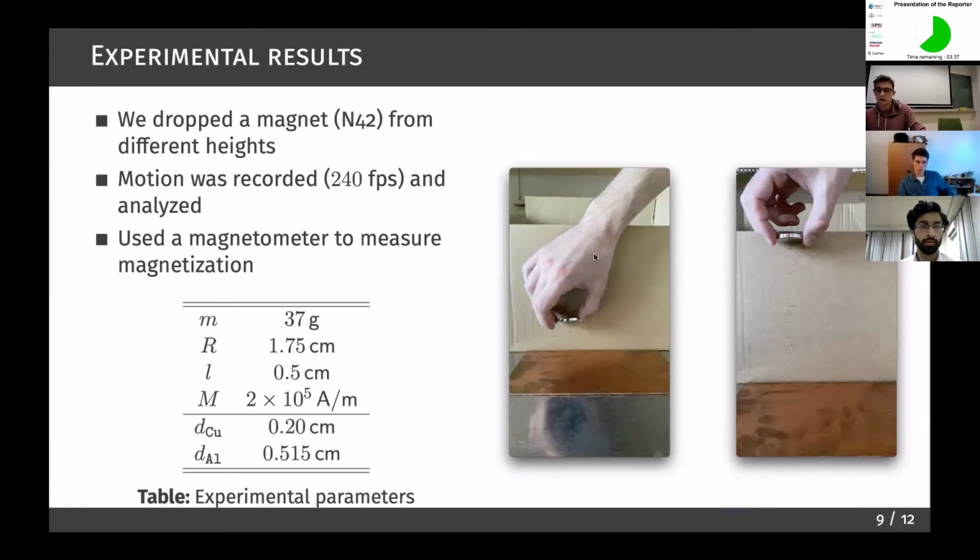So this is a magnet. Okay, I see it isn't going to work right now.